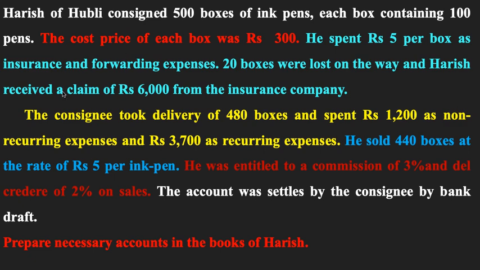Now here we have this information. You can read it out here. Harris Shop Hubli consigned 500 boxes of ink pens, each box containing 100 pens. The cost price of each box was rupees 300. So we have 500 boxes, in each box 100 pens, and the cost of each box is 300. The total cost of 500 boxes is 500 into 300, and the total cost is how much? It is 1,50,000, right?